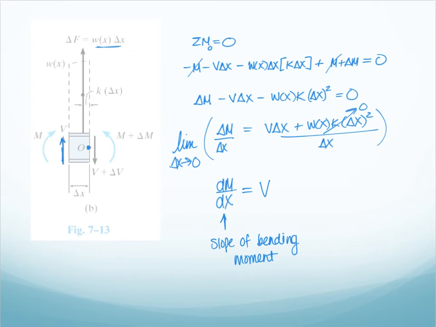So the idea is that the distributed load is going to help us find the shear force diagram. And once we know that shear force value, that functional relationship is going to allow us to find the slope of the bending moment. And furthermore, you can do an integration, rearrange this, and write that the integral of dM is going to be V dx. And so you could actually come up with an expression for the bending moment, like a functional relationship.